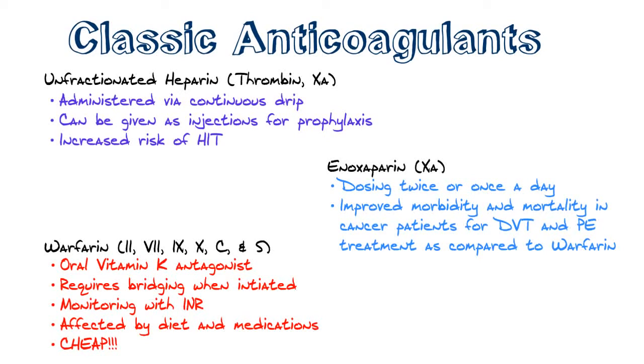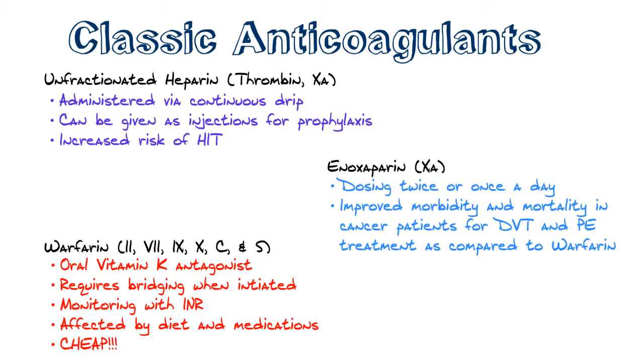Now that brings us to warfarin, otherwise known as Coumadin, which is an oral vitamin K antagonist. So it inhibits factors 2, 7, 9, 10, protein C, and protein S. Now warfarin requires bridging when initiated because of its effect on protein C and protein S. Patients actually become prothrombotic, meaning they tend to form clots when initially started on Coumadin.